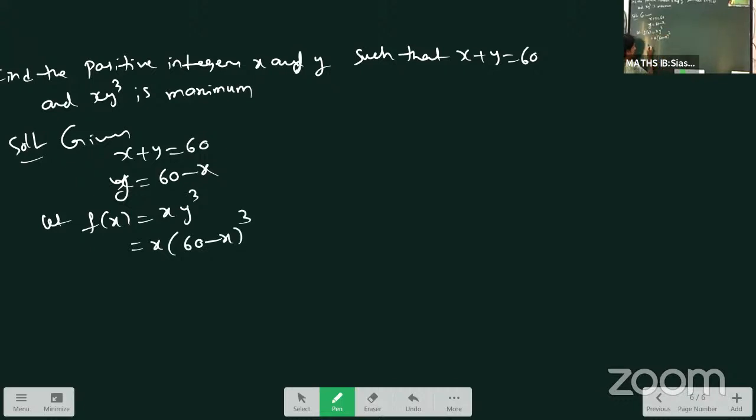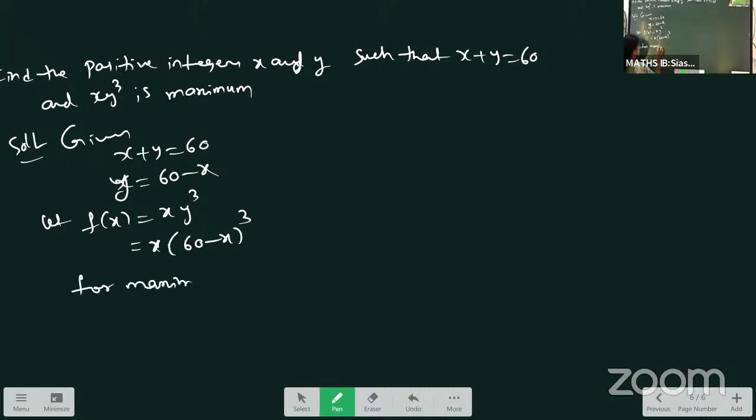Expand (a minus b) whole cube, x into, what is (a minus b) whole cube? Two ways you can do. Either you differentiate directly with the UV rule or expand it with the standard formula. So whichever you feel is easy, you can do that. So keep it UV rule and simplify. That will be better, because 60 minus x whole cube is a lengthy one.